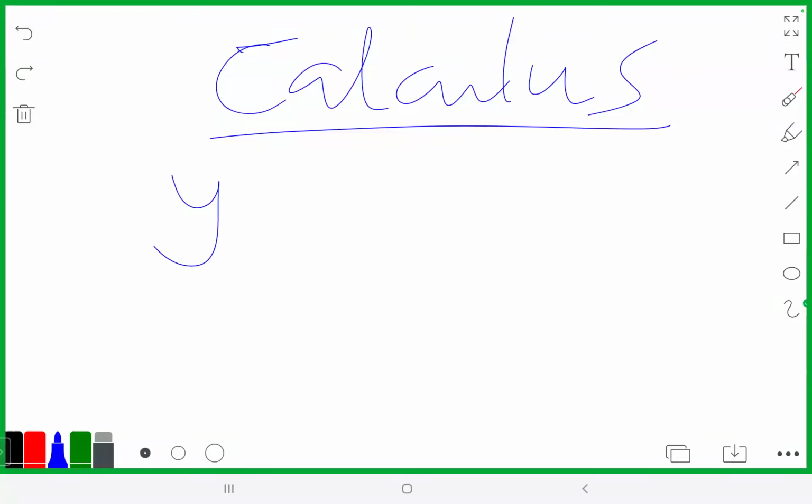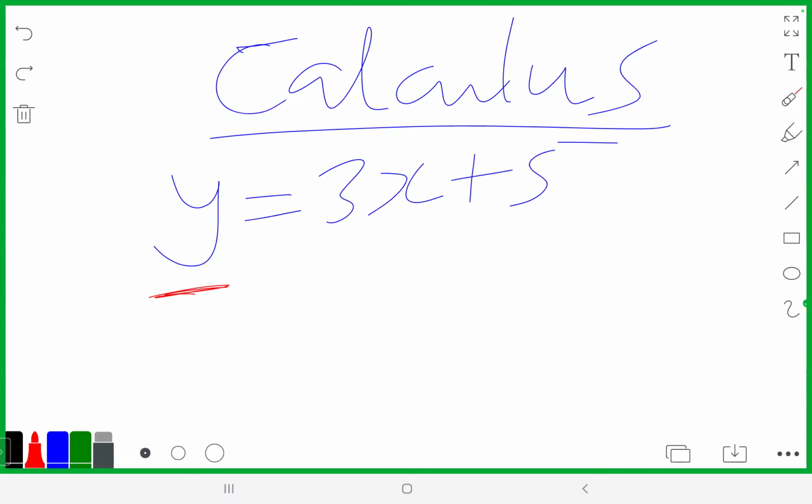So given a function, for example, y is equal to 3x plus 5, when you are dealing with differential calculus, you are trying to measure the rate of change of the variable y, just as a result of the change in the variable x. Is that clear? Yes. Okay.